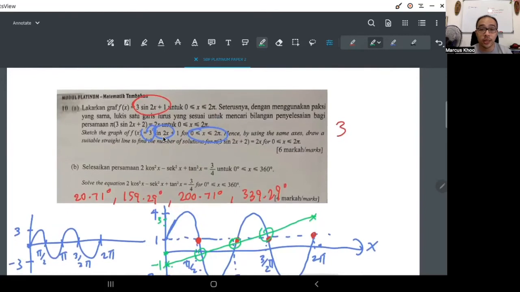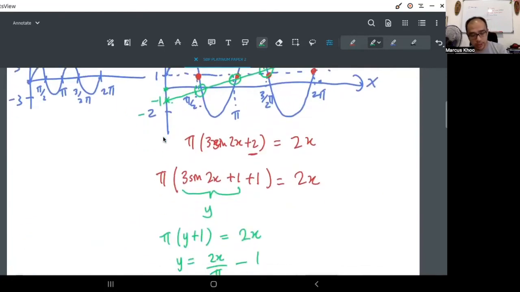This question is asking for the number of solutions. So the number of solutions equals 3. That's it. Okay, wow, it's raining.